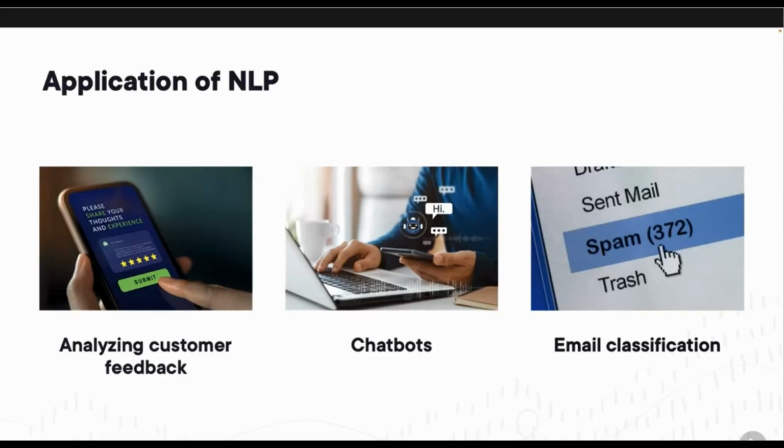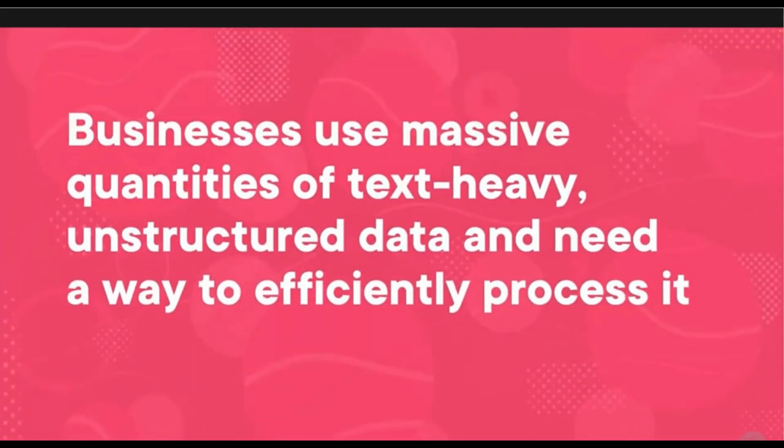Spam detection. You may not think of spam detection as an NLP solution, but the best spam detection technologies use NLP's text classification capabilities to scan emails by language that often indicates spam or phishing. These indicators can include overuse of financial terms, characteristic bad grammar, threatening language, inappropriate urgency, misspelled company names, and more. Why is NLP important? Businesses these days use massive quantities of text-heavy, unstructured data and need a way to efficiently process it. This is where NLP is useful.